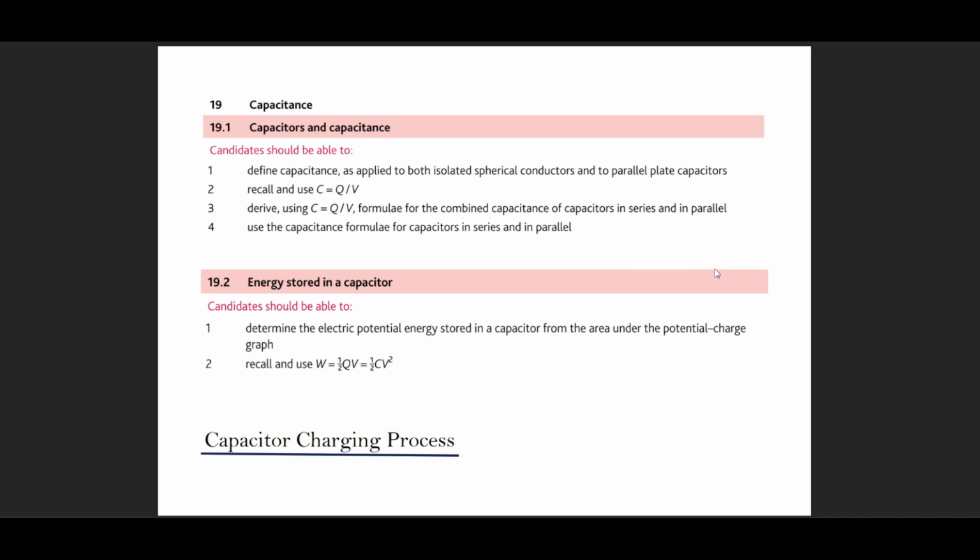We are starting with the capacitors today. In this, we're going to look at the formulas. We're going to try to solve an example as well, and then some solved examples from the Cambridge examinations.